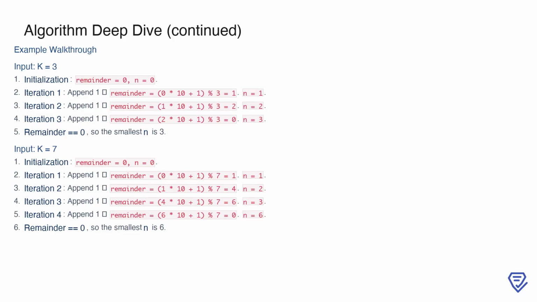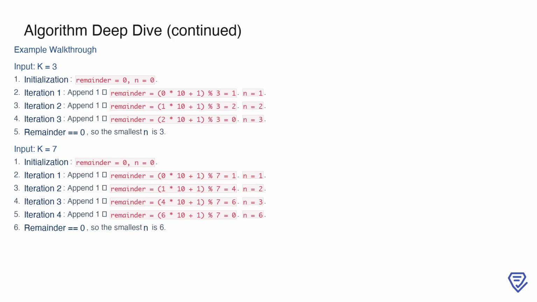For k equals 3, we start with remainder equals 0 and n equals 0. In the first iteration, we append 1, giving a new remainder of (0 * 10 + 1) % 3, which is equal to 1, with n equals 1. In the second iteration, we append another 1, resulting in remainder equals (1 * 10 + 1) % 3, which is equal to 2, with n equals 2.